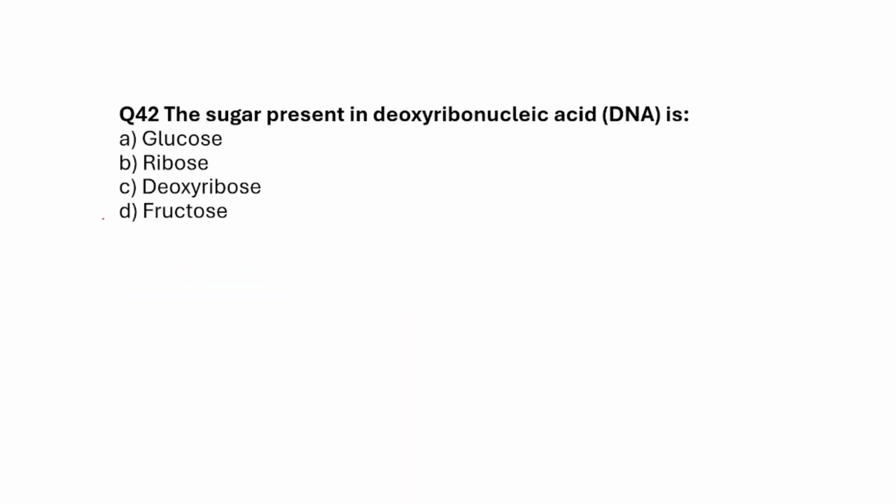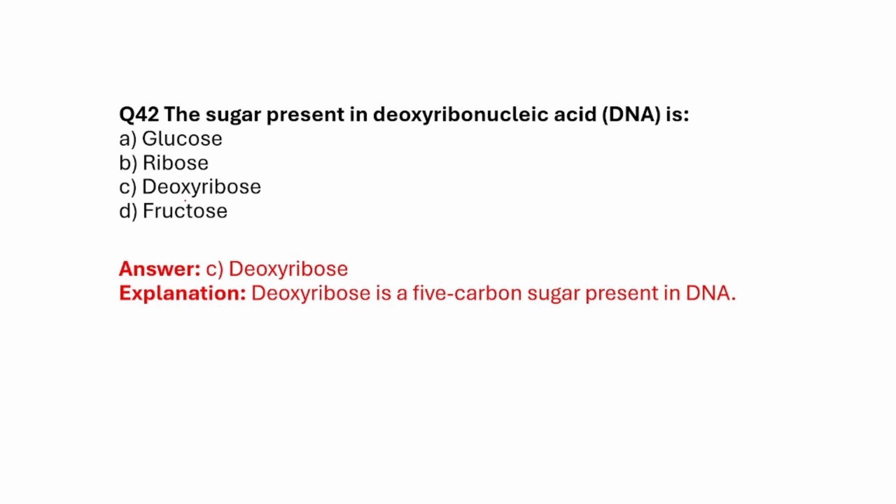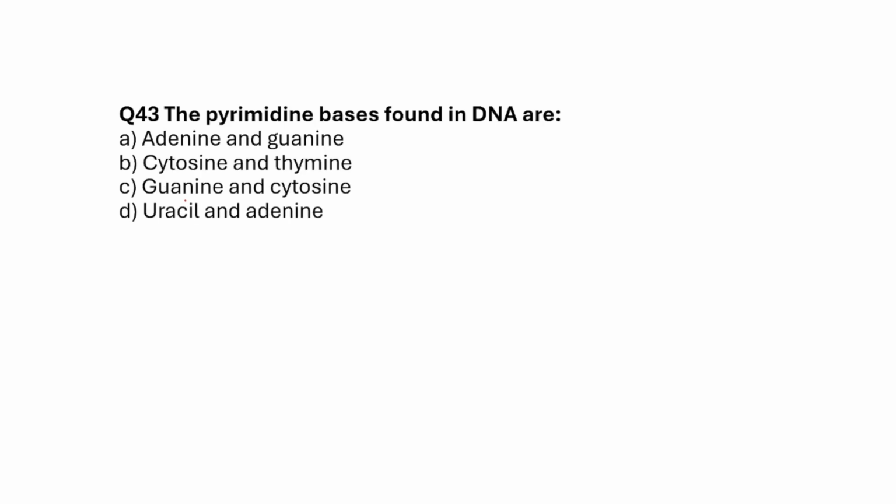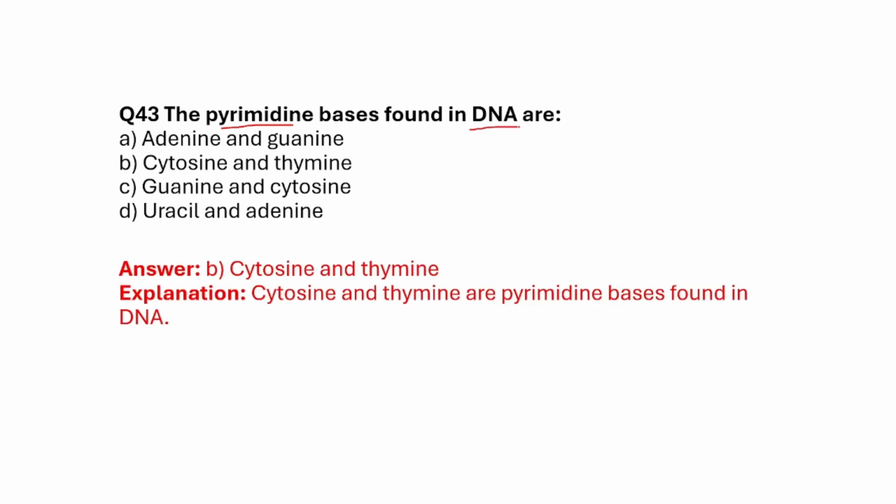The sugar present in deoxyribonucleic acid is glucose, ribose, deoxyribose, fructose. So as you can make out from the name, it is deoxyribose. The pyrimidine bases found in DNA are adenine and guanine, cytosine and thymine, guanine and cytosine, uracil and adenine. Remember, we are not talking about purines here, we are talking about pyrimidines only, and that too in DNA. Okay, what will be the answer? Cytosine and thymine.